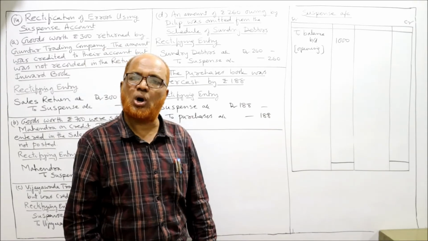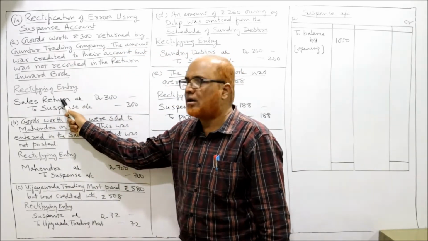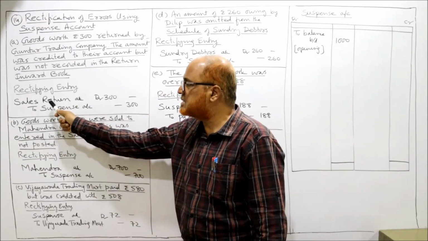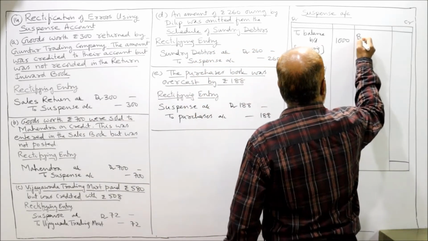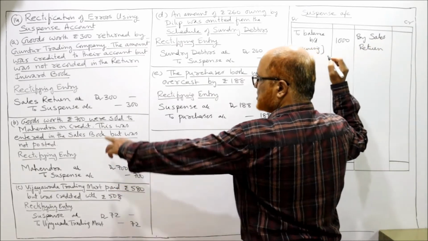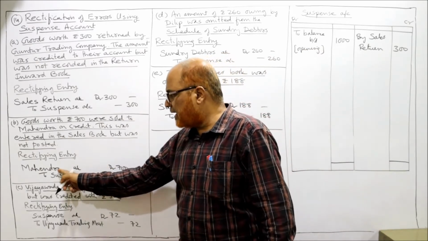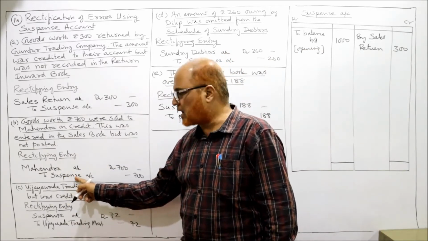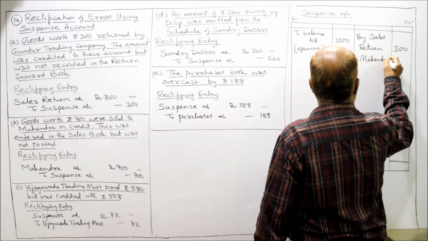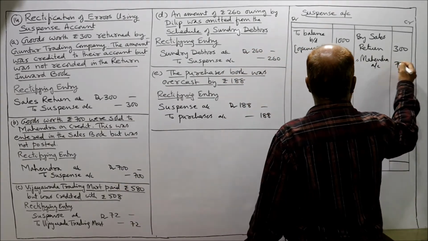Now I will post all the rectifying entries. First rectifying entry, sales return account debit to suspense account. So suspense account is credited by sales return. So here on the credit side, by sales return. How much is the sales return? 300. Second entry, Mahindra account debit to suspense account. Suspense account is credited by Mahindra's account. How much? 700. Two entries we have posted.